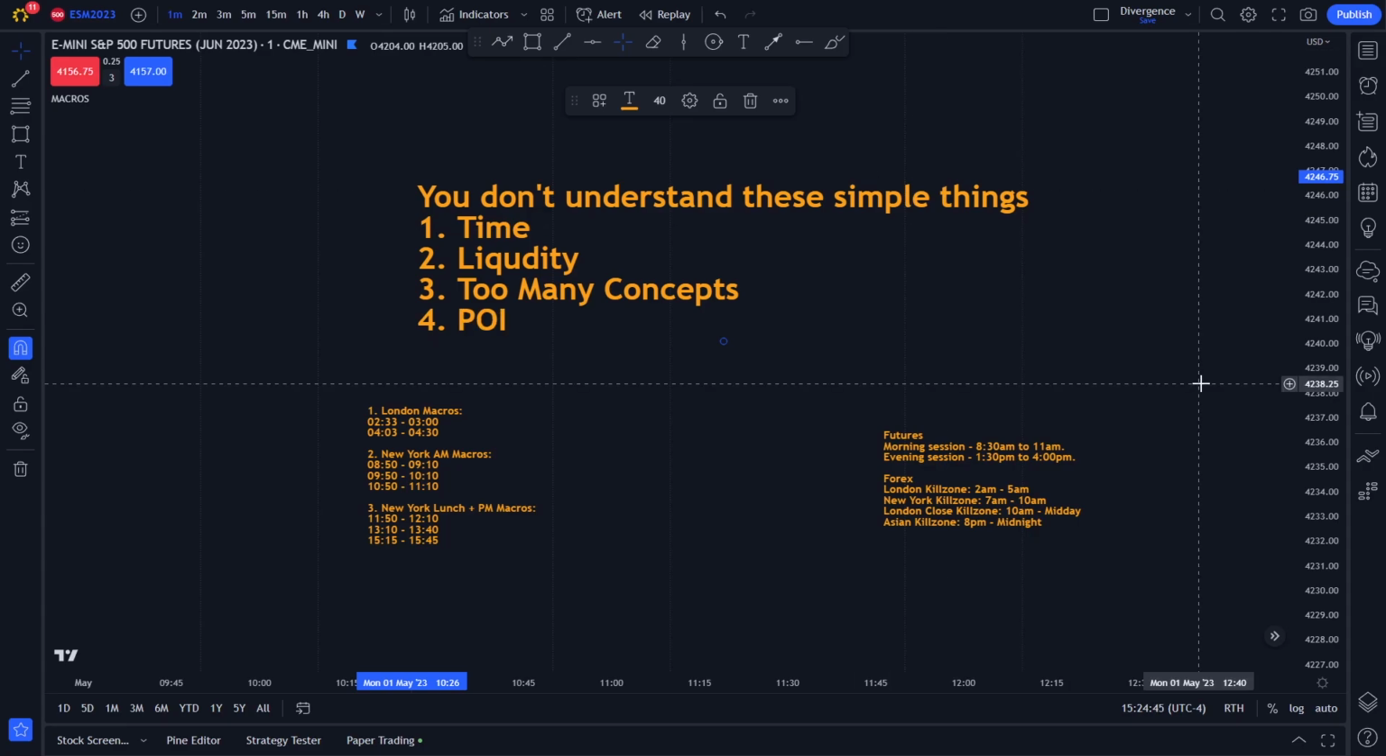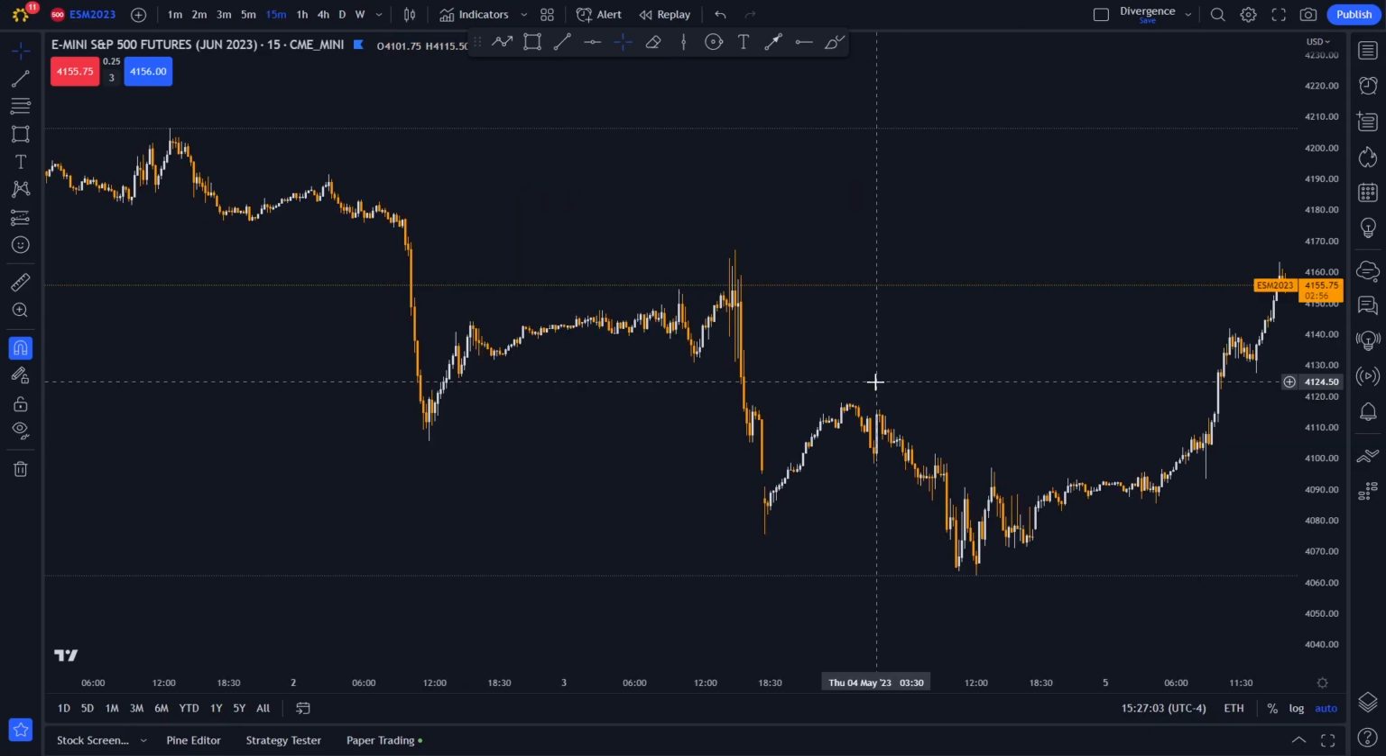And last but not least, point of interest. You do not understand point of interest. And that can be literally anything. That can be order block, fair value gap, liquidity, anything.